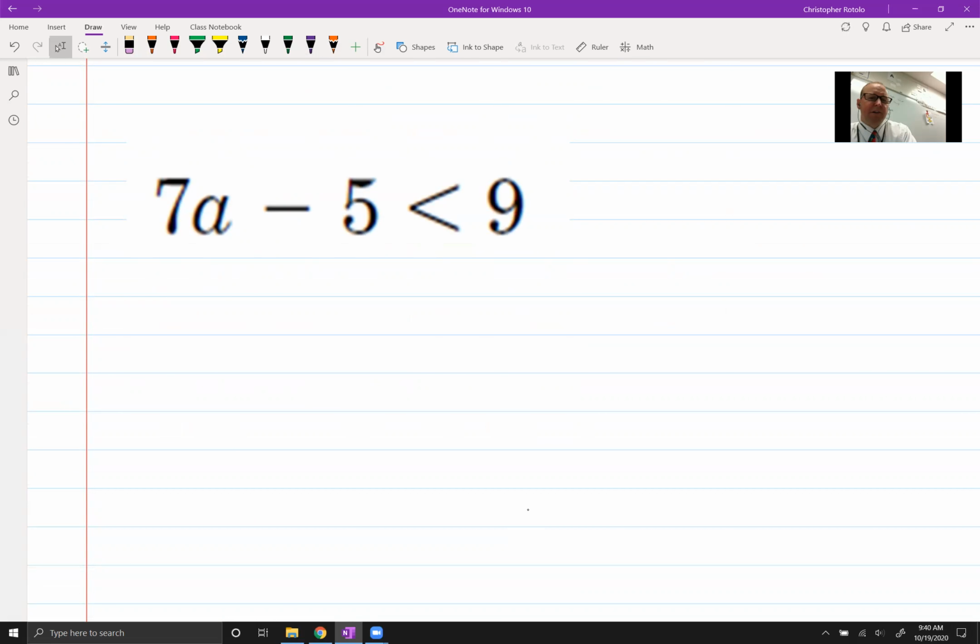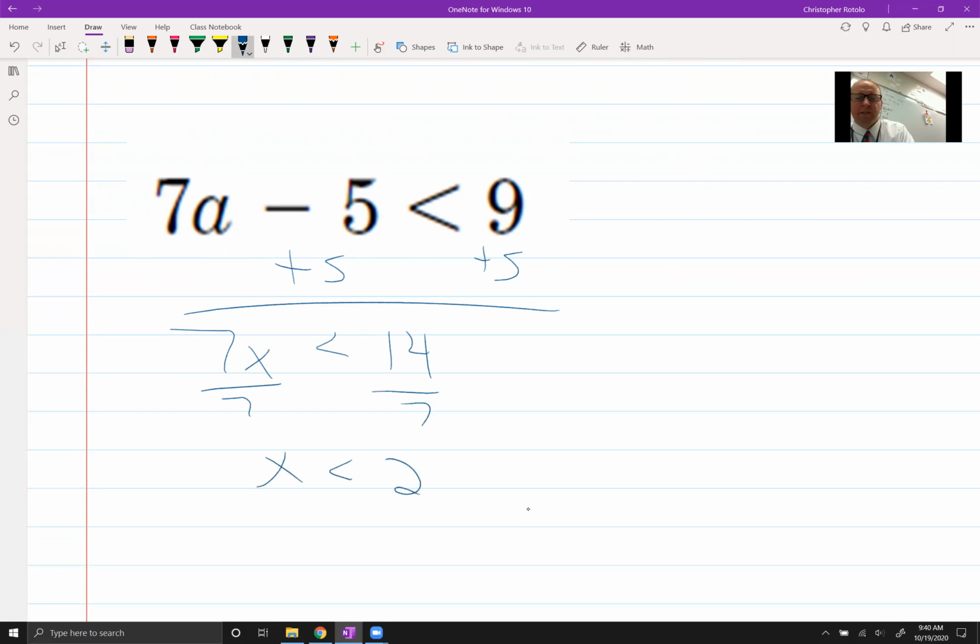All right, so you're going to continue using your solving skills. We're going to add 5 to both sides. So 7a, I always change them to x's, that's okay, equals 14, or it's less than 14. Divide by 7. x is less than 2.